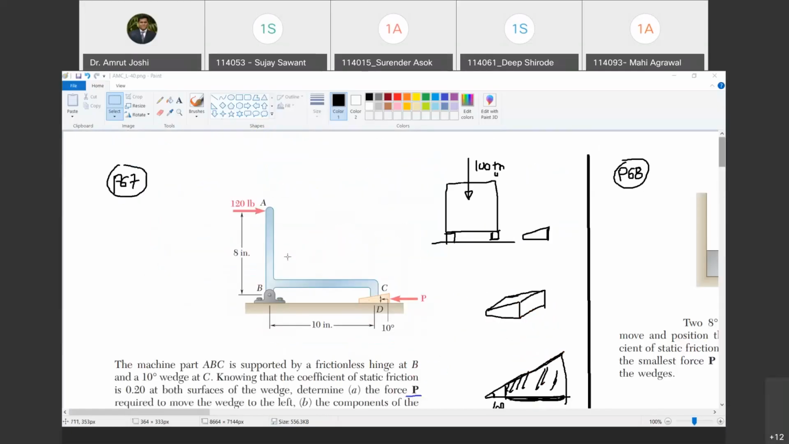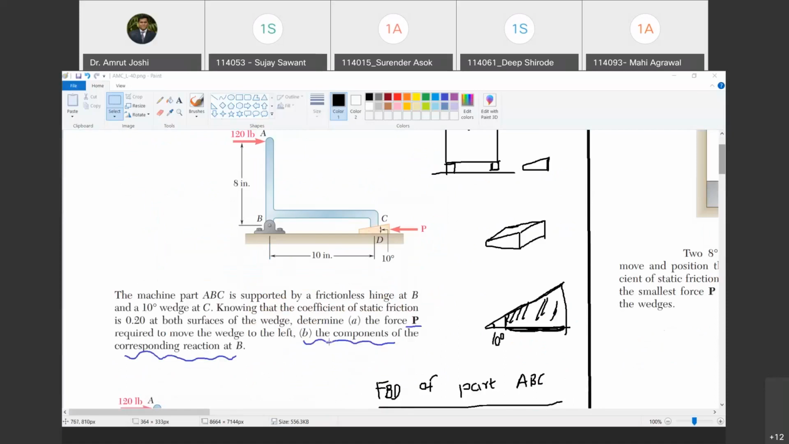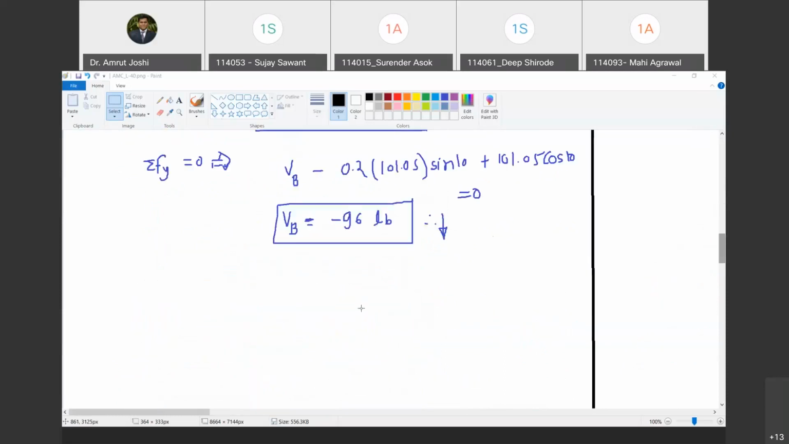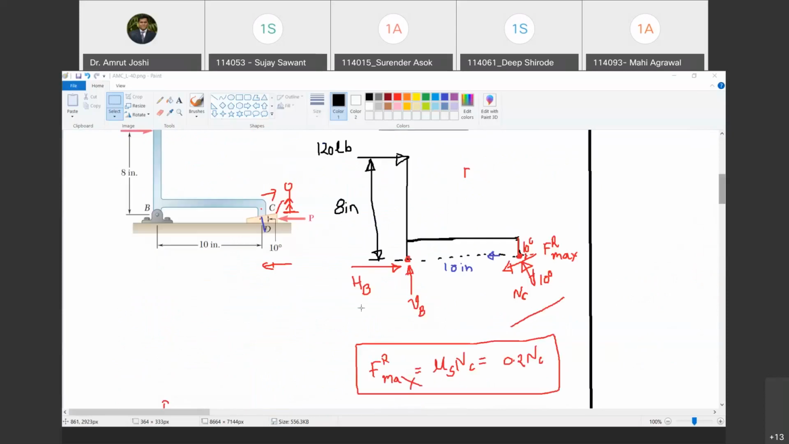Yeah. So we were solving this problem, and in this problem we have evaluated the second part first. When we have drawn the free body diagram of part ABC, and from that, when this wedge is on the verge of moving inside, at that time, what is the value of reaction components that we have already established? Do you agree with me? Yes, sir. So that is done.